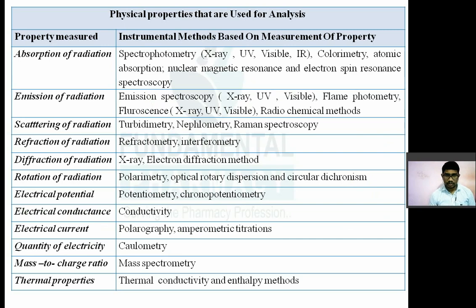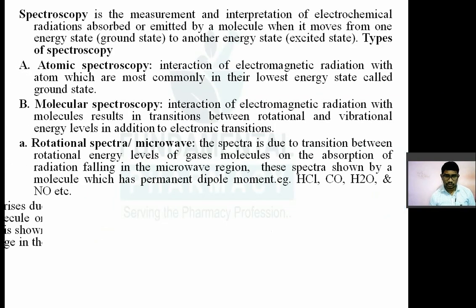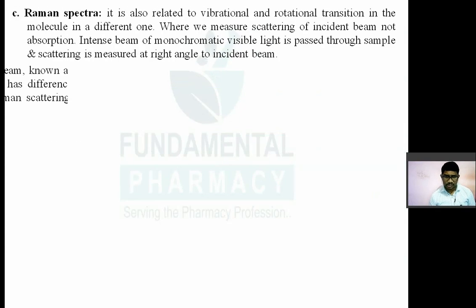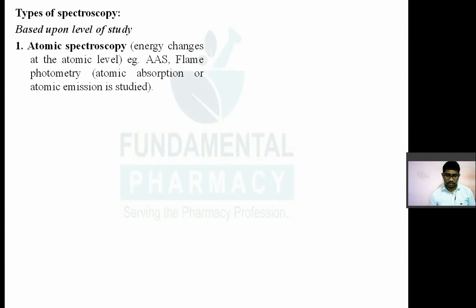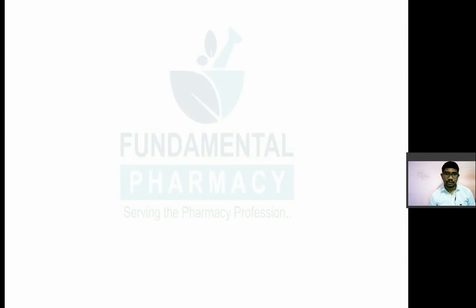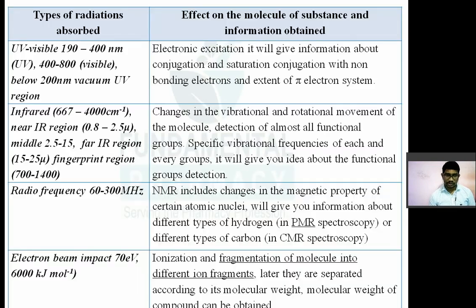We have also seen the physical properties used in pharmaceutical analysis: absorption, radiation, scattering, emission, different properties measured. We have seen this also. What is an atom? Different kinds of spectroscopy. We have also seen the types or classification of spectroscopy.